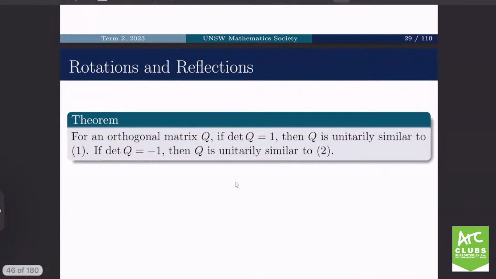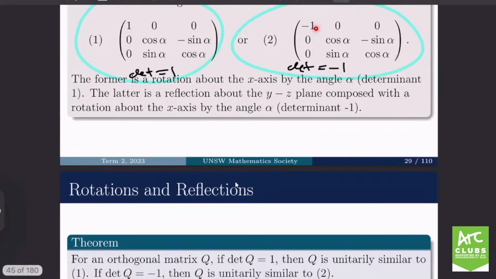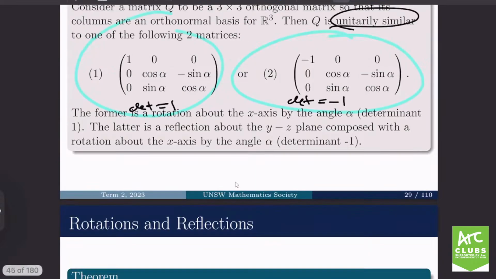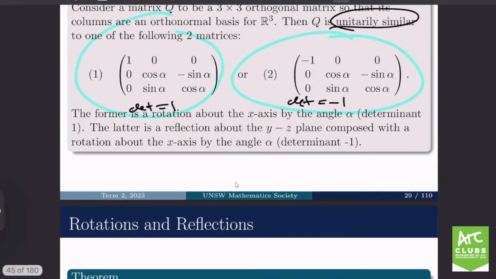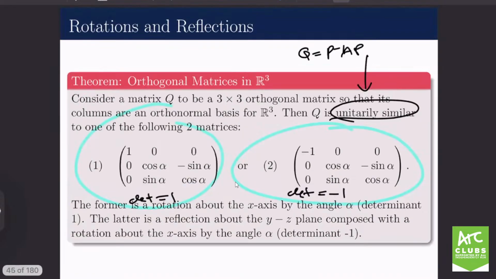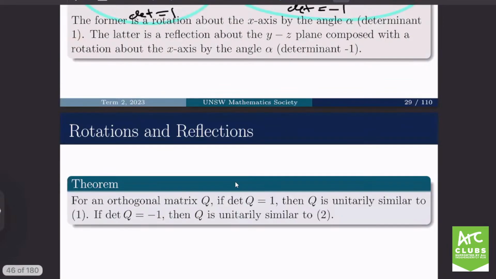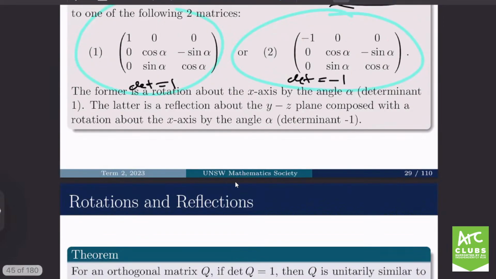And what that's telling you is that if the determinant is 1, then it's similar to a matrix that represents rotation about the x-axis. And if it has determinant -1, then it's similar to a matrix that corresponds to reflection and then rotation. So if we take an orthogonal matrix Q, if its determinant is 1, then it corresponds to rotation. If its determinant is -1, then it corresponds to reflection and rotation.